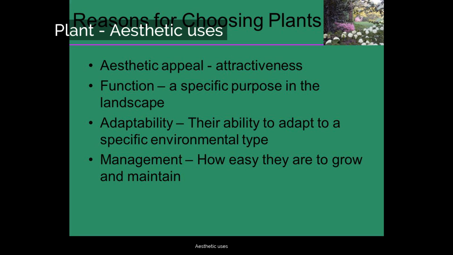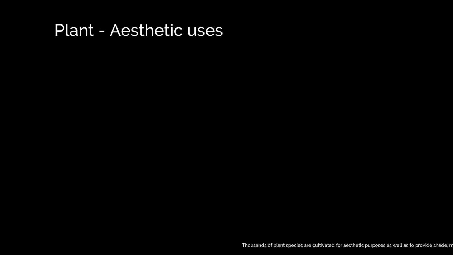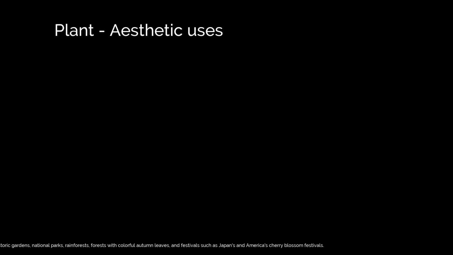Aesthetic uses. Thousands of plant species are cultivated for aesthetic purposes as well as to provide shade, modify temperatures, reduce wind, abate noise, provide privacy, and prevent soil erosion. Plants are the basis of a multi-billion-dollar per year tourism industry, which includes travel to historic gardens, national parks, rainforests, forests with colorful autumn leaves, and festivals such as Japan's and America's cherry blossom festivals.